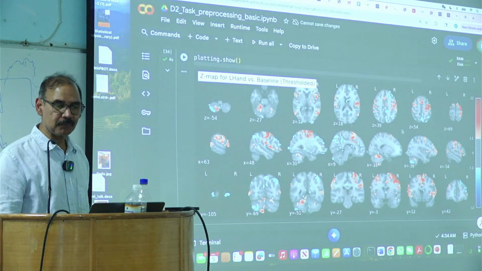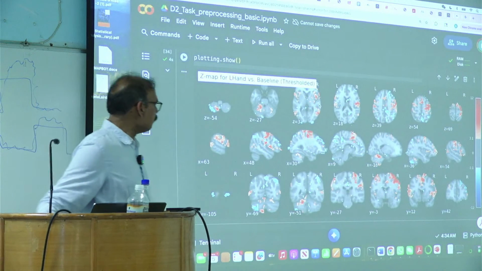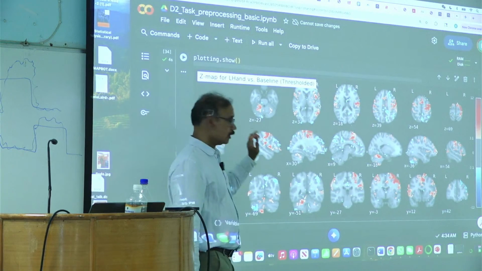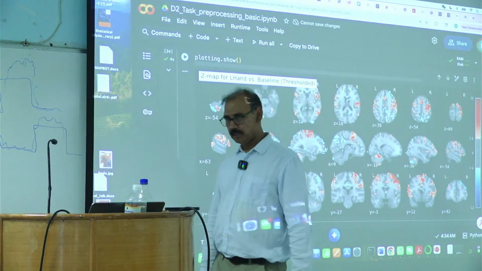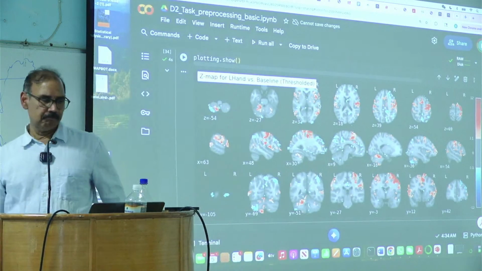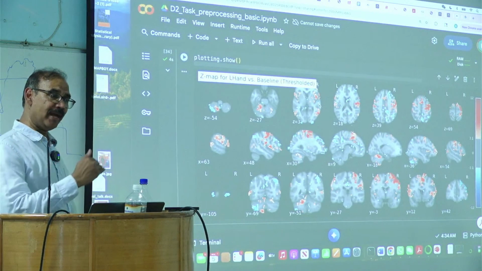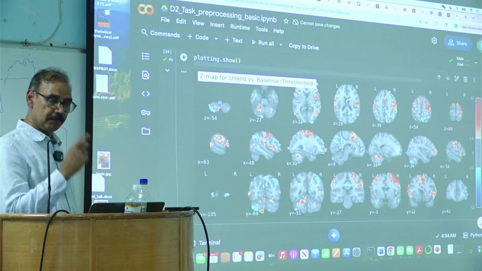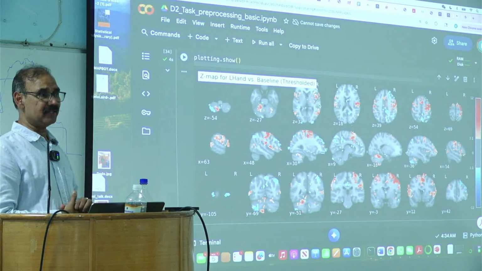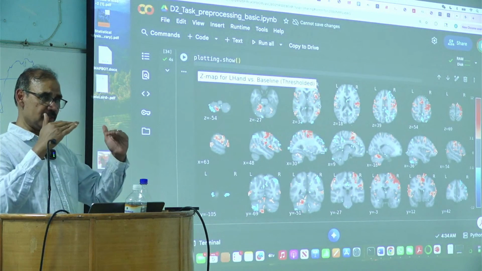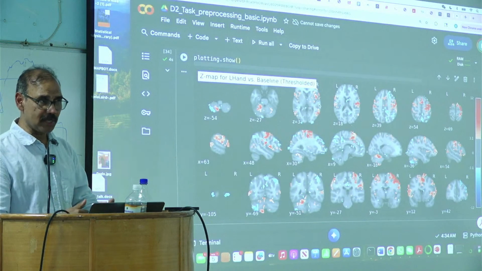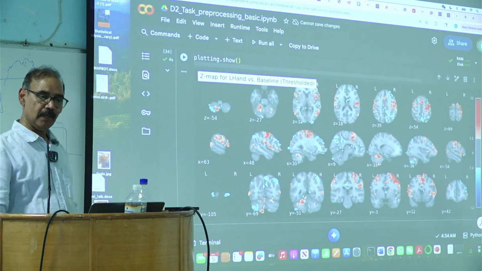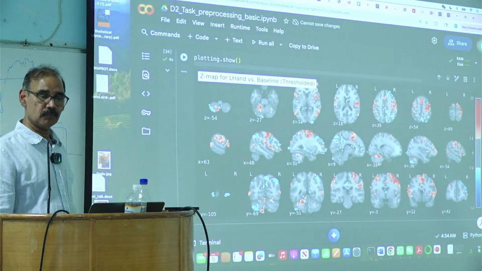Okay, so here what we can see is the red is positive change and the blue is negative change, right? So in the red, the percent change is positive. In the blue, the percent change is negative. In those regions, compared to baseline, the signal goes down for blue, and for red, in those regions, the signal goes up. Anyone has any questions?